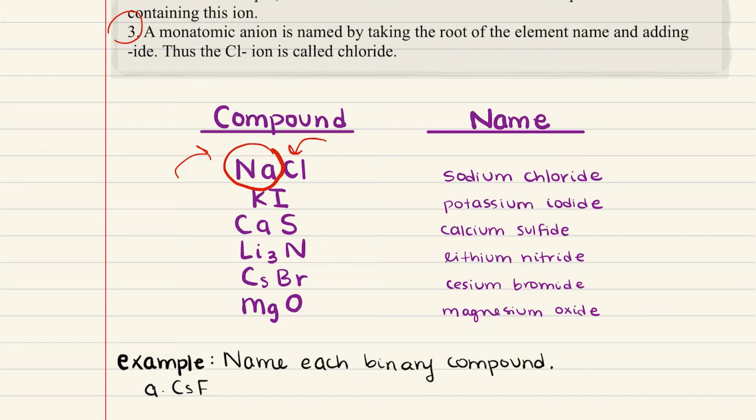Let's do another example. Let's do this one right here. The cation is potassium. We keep that name as is. And then the anion here, we have iodine. We take the root of the element name. We add -ide, iodide. The name of this compound is potassium iodide. And you see that the same rules are applied for all of these compounds here and their names. Let's go ahead and jump into a couple of practice problems.